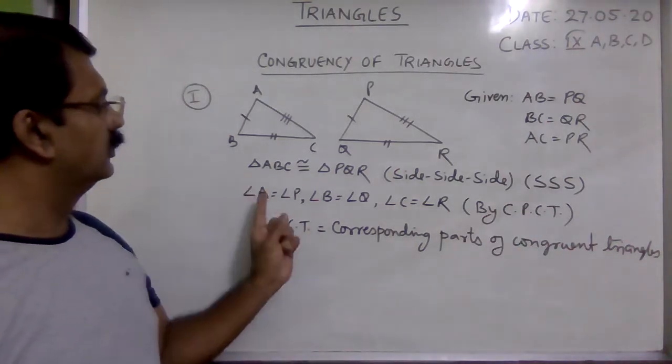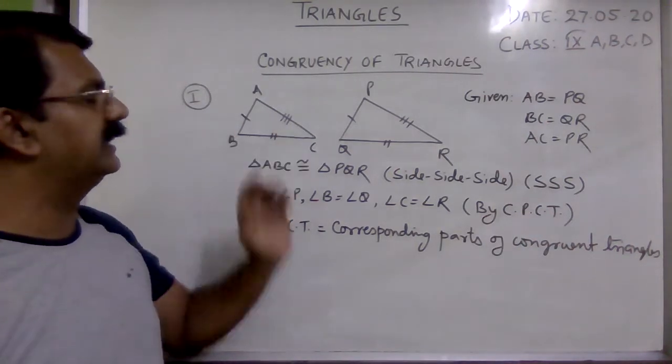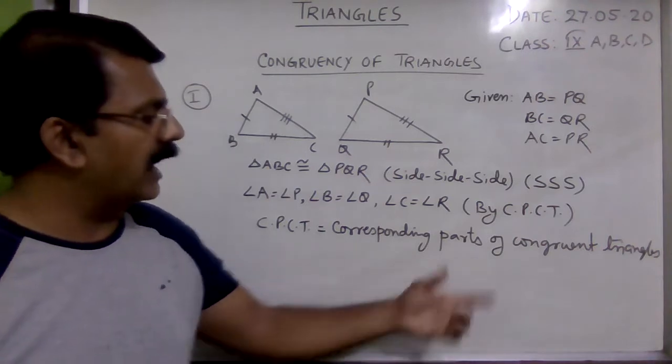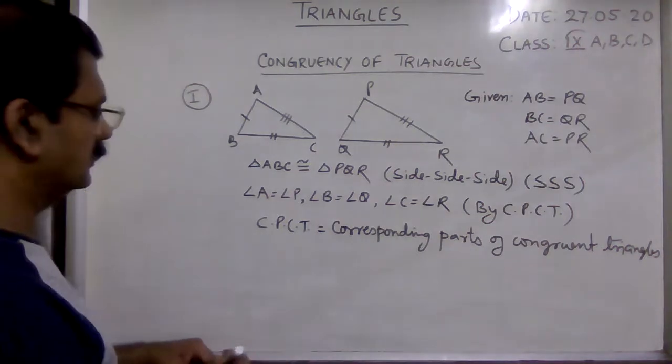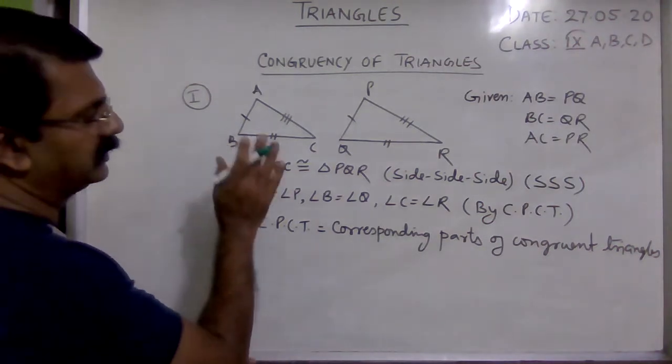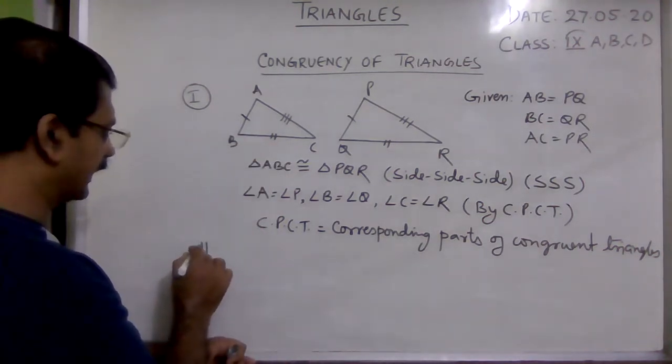So whenever you write the corresponding parts equal, you have to write the reason by CPCT. Clear? Now, this I told you this is one of the criteria. Now the second criteria.